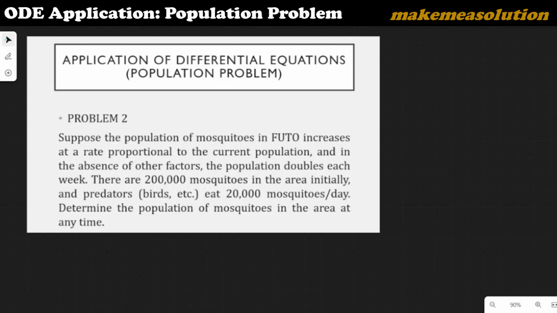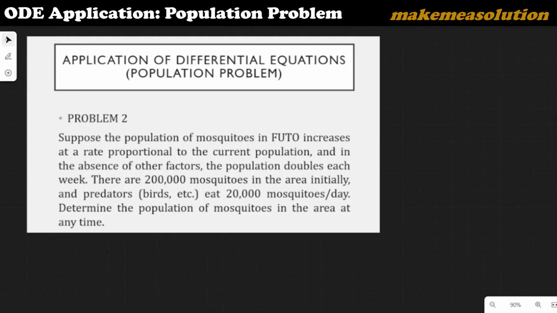We are looking at problem number 2, which is still under application of differential equations, and this is a population problem. So this is the question: suppose the population of mosquitoes in foothold increases at a rate proportional to the current population, and in the absence of other factors the population doubles each week. There are 200,000 mosquitoes in the area initially, and predators, birds, etc. they eat 20,000 mosquitoes per day. Determine the population of mosquitoes in the area at any time.